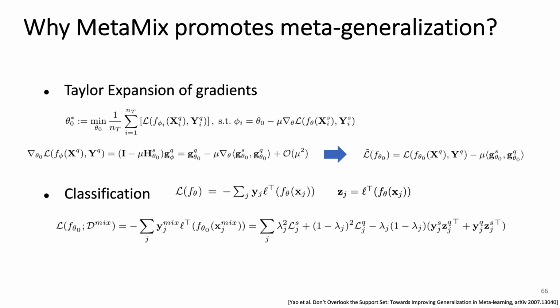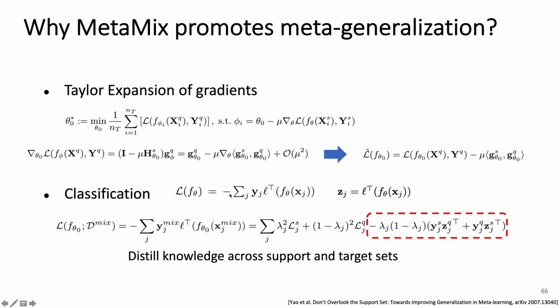The question is, can MetaMix promote meta generalization? We show some brief analysis here, using a Taylor expansion and first-order and second-order approximations of gradients. Here L is for F star, to show the loss function if we do it on f theta 0, which is the model initialization. Since mu is the learning rate, a very small value, we drop the second term and only use the first term to analyze its properties.